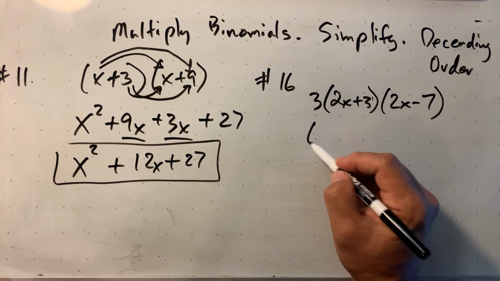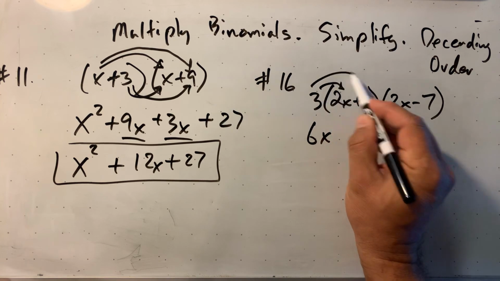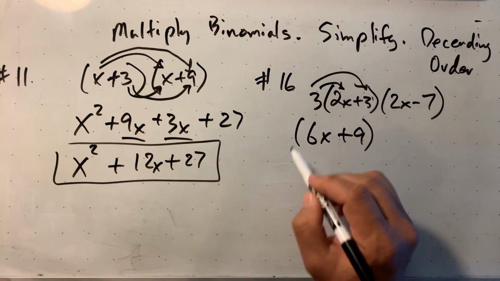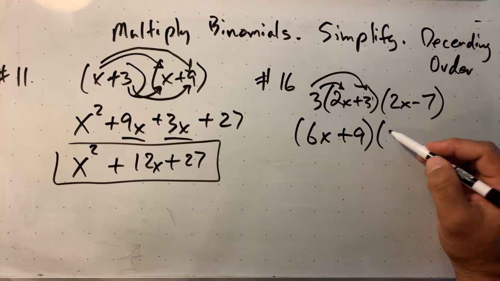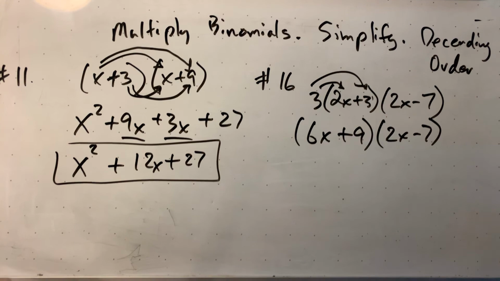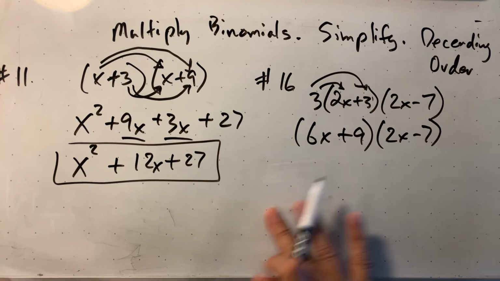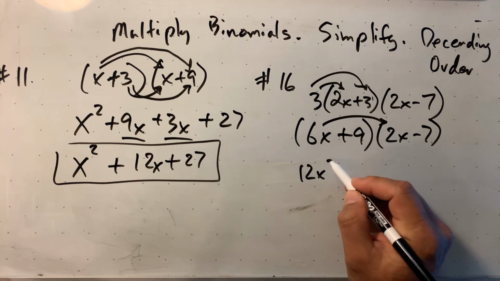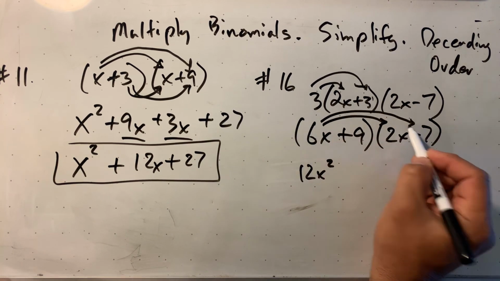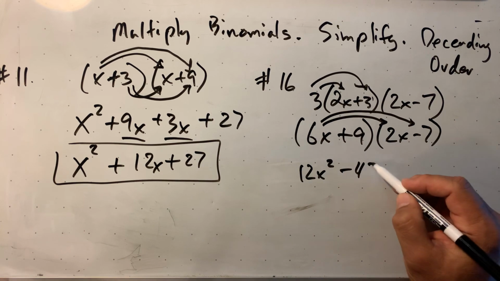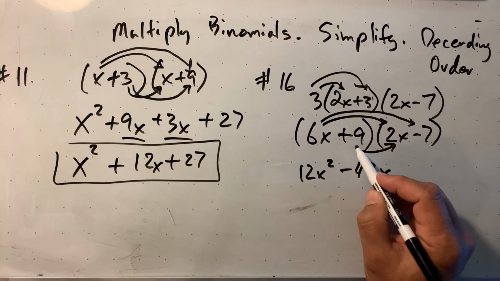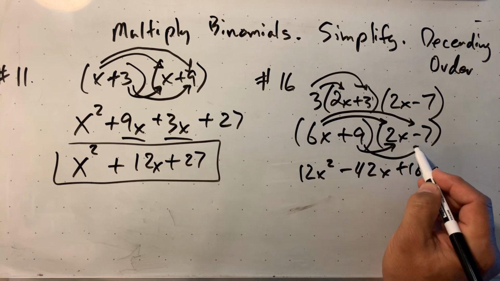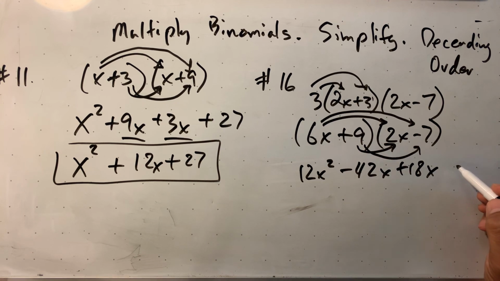So 3 times 2x gives us 6x, and then 3 times 3 gives you 9. So I basically multiplied those two together, and I turned it into this binomial. And now I have 2x minus 7. So same thing, I'm going to do 6x times 2x first. That gives me 12x squared. 6x times minus 7 gives us a minus 42x. And then I'm going to go to this next term. 9 times 2x is plus 18x. And then I'm going to do 9 times negative 7 for negative 63.